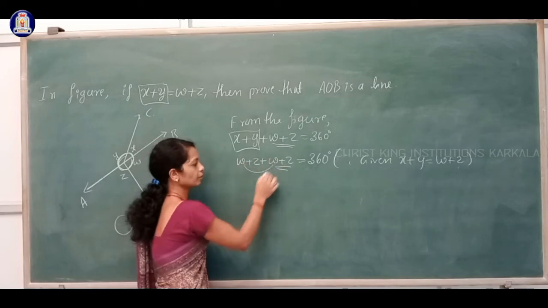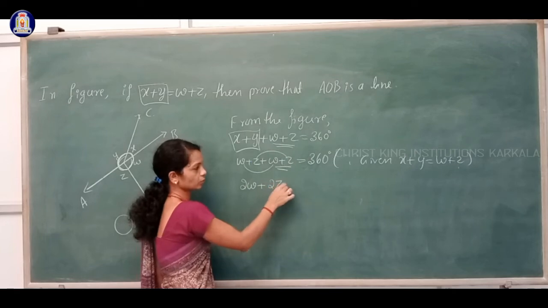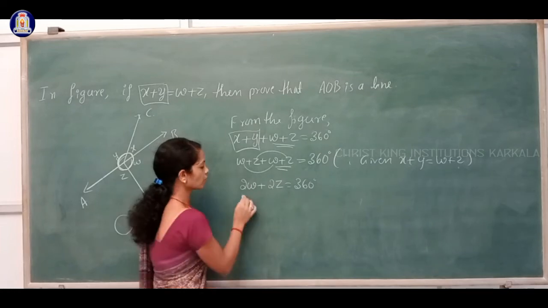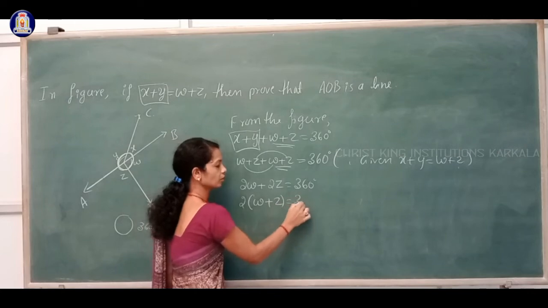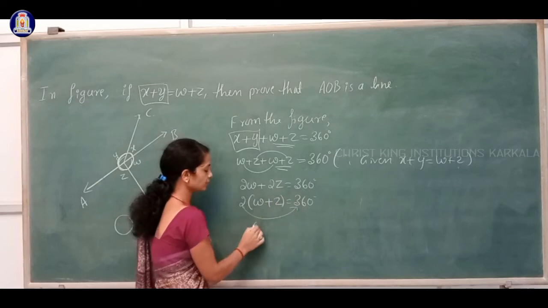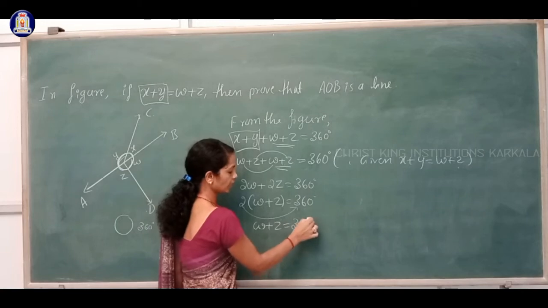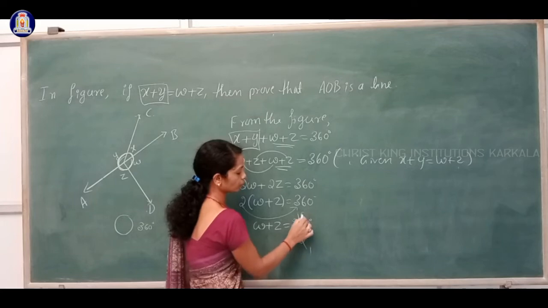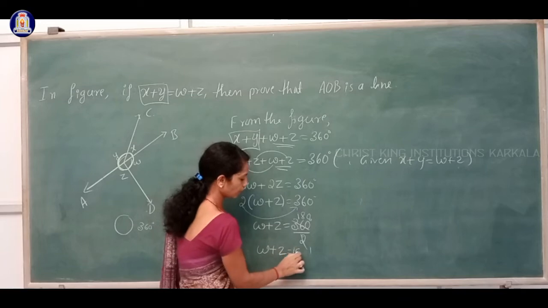Now here you see w plus w, 2 times, so 2w, and z plus z, 2 times, so 2z, is equal to 360 degrees. Here you can see 2 is a common factor, so take that out: 2 into w plus z is equal to 360 degrees. Take the 2 to the other side as division by 2. So w plus z is equal to 360 divided by 2, which is 180 degrees.